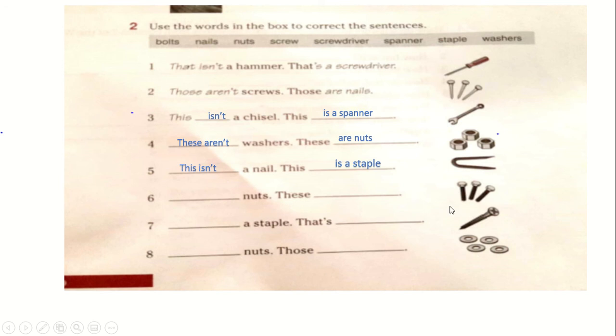6, nuts, no, bolts. So what do we say? These aren't nuts. These are bolts. Very good. Number 7, a staple? No. We start with that. That isn't a staple. That's a screw. And finally, nuts? No. Those aren't nuts. Those are washers. Very good. So now we learned how to correct a mistake when describing a tool or something like that.